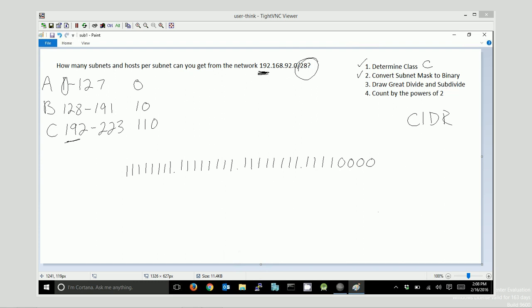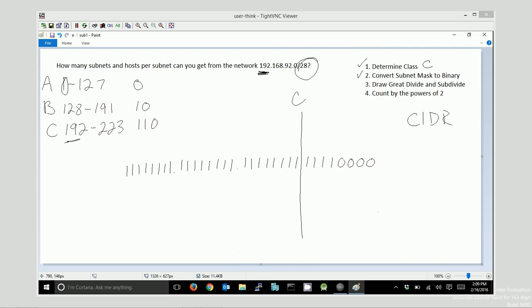Next, we're going to draw the great divide and the subdivide. What do I mean by that? The great divide is where a classful address would be divided. If we were a class A address, I'd divide here, a class B address would divide here, and a class C address divides here. It all depends on which octets that great divide is going to be between. In this case, we're a class C address, so that's where my great divide is going to go.